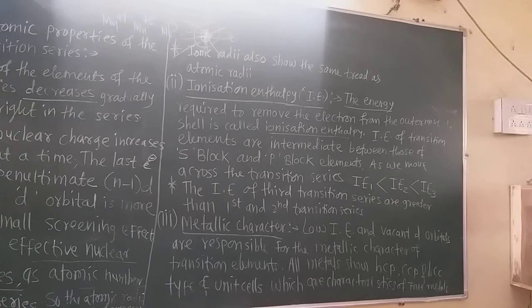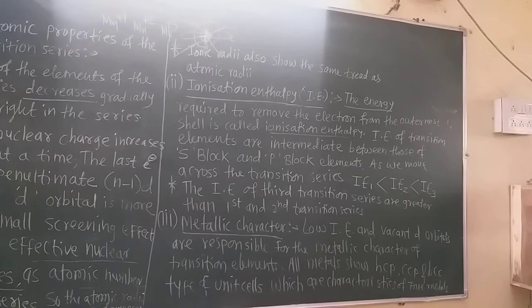Again, that is low ionization enthalpy. Their ionization enthalpies are low. We know that. Due to that, the electron is easily given out and they form positive ions due to the low ionization enthalpy. Do you understand what I am telling you? That is very important. Write the metallic character in this way: low ionization enthalpy and vacant d orbitals are responsible for the metallic character of the transition elements.